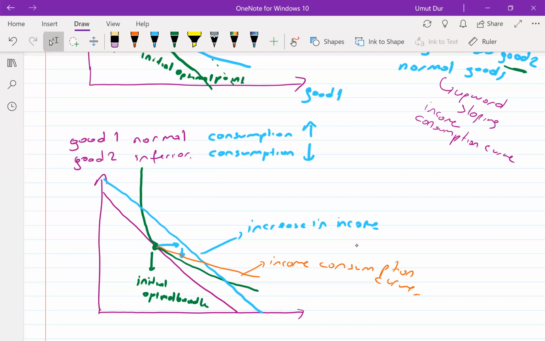Bir sorunuz var mı? Burada sadece biz inferior olup olmaması, normal good olup olmaması ile ilgili conclusion'lara varıyoruz. Yani buradaki income değiştiğindeki bizim consumption'daki, optimal bundle'ımızdaki değişime bakıyoruz. So what we are doing here is we are looking for the effect of the change in income on my optimal bundle, and that will change whether the goods are inferior or normal goods. If it is normal good, then my consumption of that good will increase. But if it is inferior good, then the effect will be just the opposite.